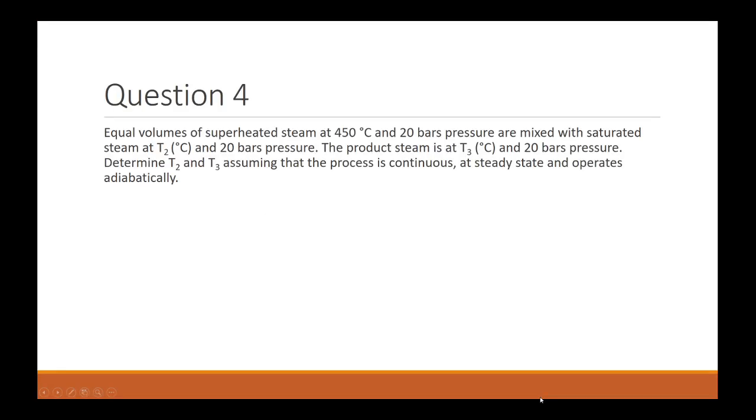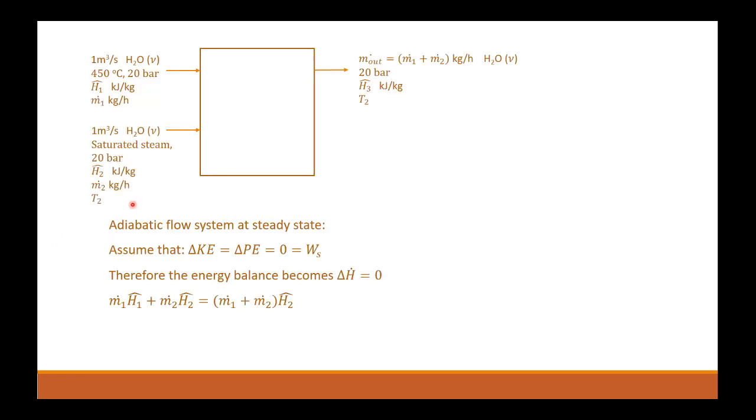Question 4. Equal volumes of superheated steam at 450 degrees Celsius and 20 bars pressure are mixed with saturated steam at T2. Okay, you're not given the temperature. And 20 bars pressure. The product steam is at T3 and 20 bars pressure as well. Determine T2 and T3 assuming that the process is continuous at steady state and operates adiabatically.